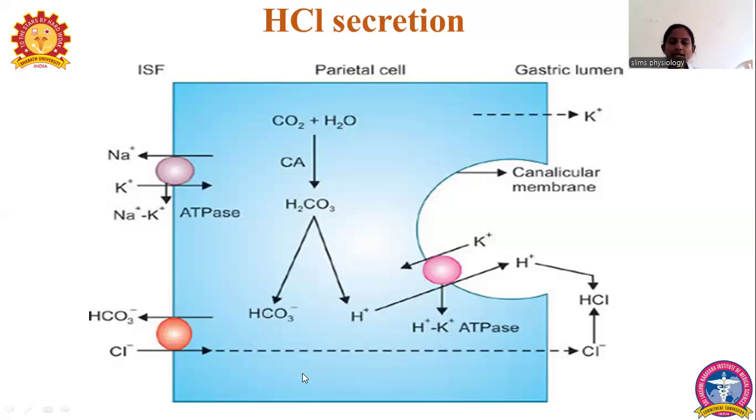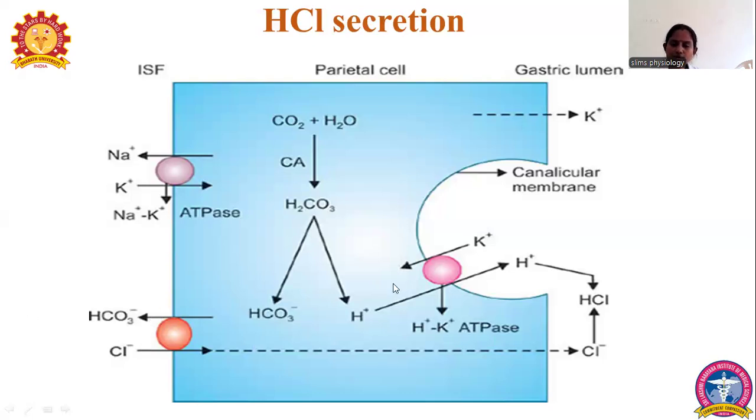This chloride again moves into the lumen through the chloride channel, where hydrogen and chloride combine with each other to form hydrochloric acid. This potassium is again recycled back into the gastric lumen through potassium channels. Then the potassium and the sodium concentration inside the cell is being maintained by the sodium potassium ATPase pump on the basolateral side. So what happens to this bicarbonate which is moving into the plasma?